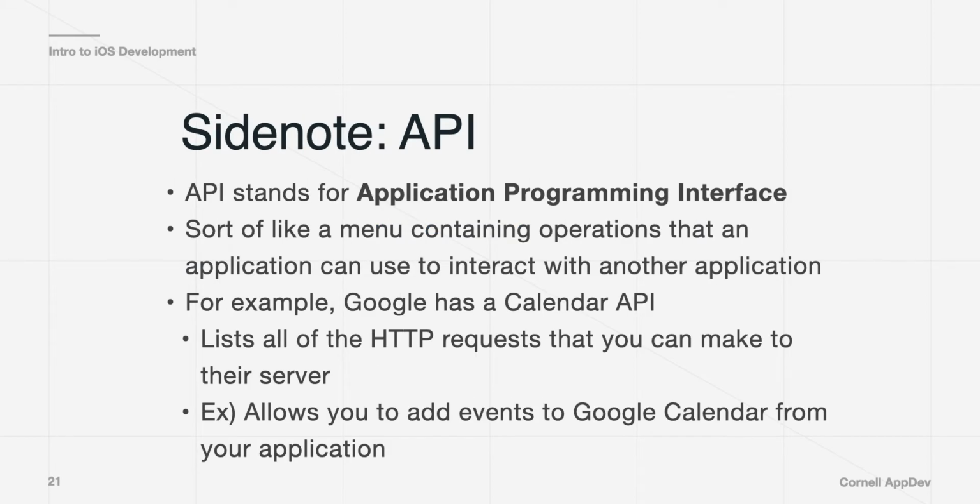So now we're going to go into a little side note about APIs. API stands for Application Programming Interface. It's sort of like a menu that contains the operations that an application can use to interact with another application. For example, Google has the Calendar API, which lists all of the HTTP requests that you can make to their server. With the Calendar API, you could use it in your app to add events to Google Calendar from your application. For example, if your app is a scheduling app, where you want to schedule something with your friends, then you can use this API in your app to add this event to all your friends' Google Calendars or something like that.